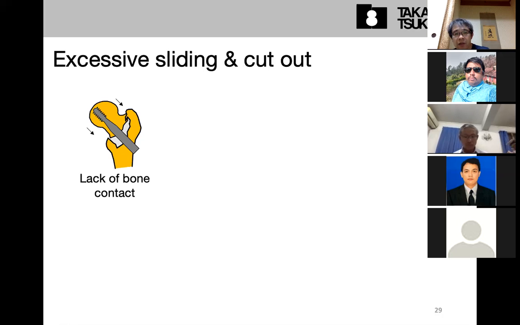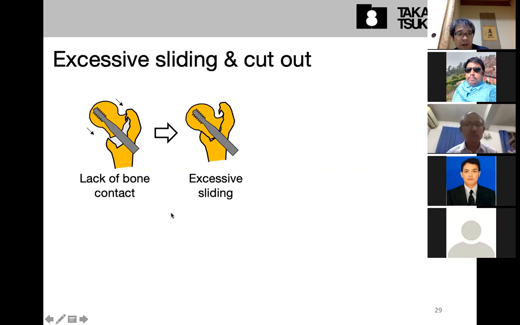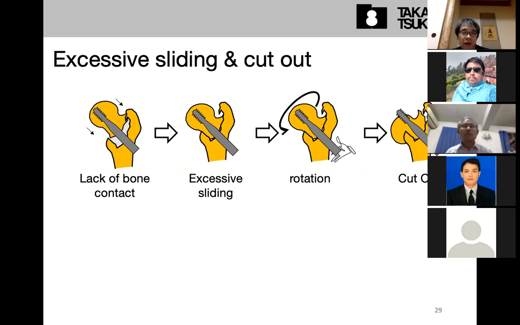In other words, over sliding after the fixation using the lag screw is very risky because of the lack of bone contact. Due to the lack of bone contact, the lag screw can slide excessively, so we call it excessive sliding or over sliding. After that, after the maximal sliding of the lag screw, the femoral head can rotate and eventually cut out.